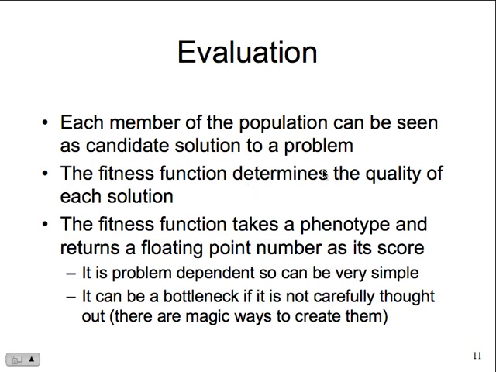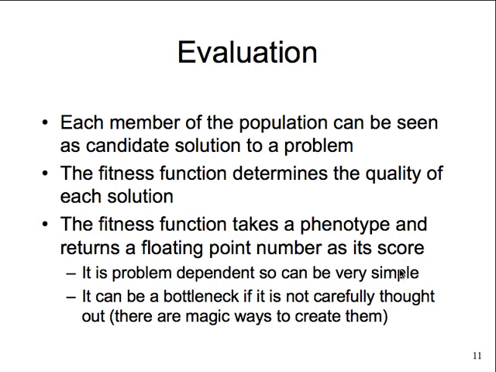So if your fitness function is taking the people that run the fastest, and you're not considering the fact that it's dark outside and you're making them run around a track in the dark, and the blind people can actually navigate themselves better in the dark than the people who can see, then your entire fitness function, the quality of your evaluation and your solution, is totally wrong. It's bad quality. The fitness function takes the phenotypes and returns a floating point number as its score.